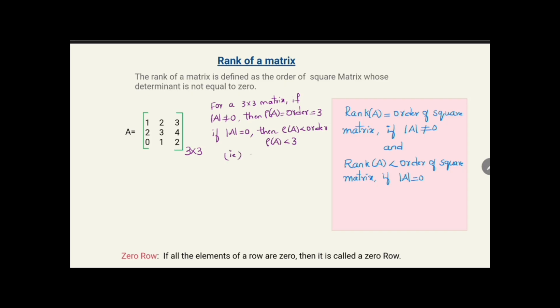What does it mean? It means that the rank of A can be either 2 or the rank of A can be 1. So when can the rank be equal to 2 or 1? When the determinant is equal to 0. Clear? That is what I have explained here. Rank of A is equal to the order of the matrix if determinant is not equal to 0. But if determinant is equal to 0, then the rank becomes less than the order of the given matrix.